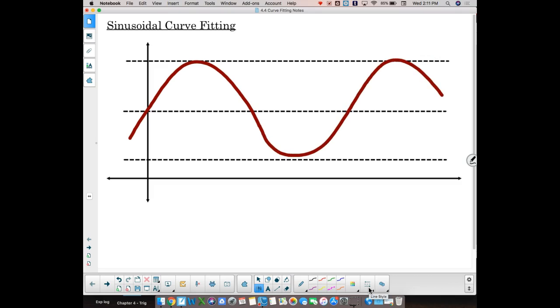Much better. Okay? So if I were to have a function, I'd have some different parts going on with it. First off, I would need to figure out that this distance from the high to the middle, or from the middle to the low, this distance here is the amplitude. Okay? Those distances there are the amplitude.